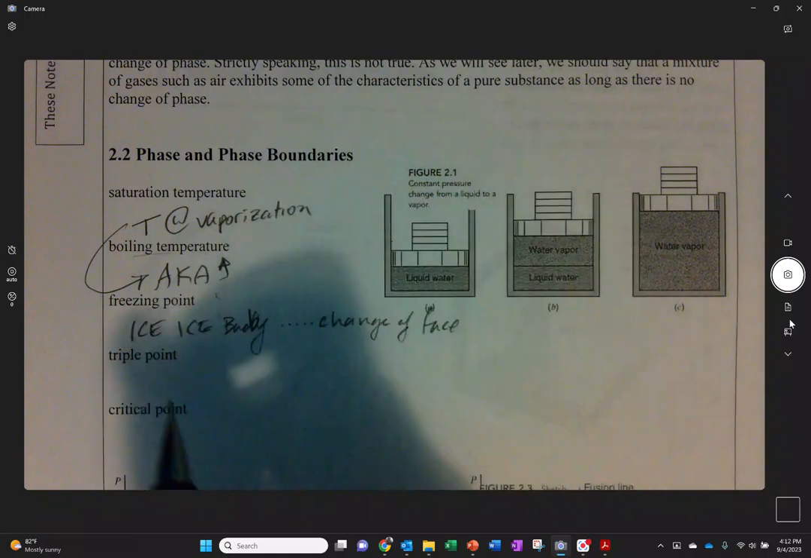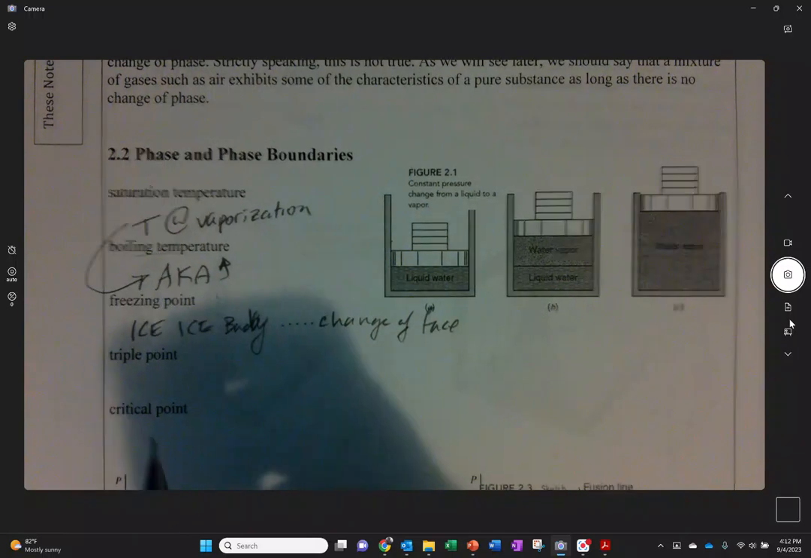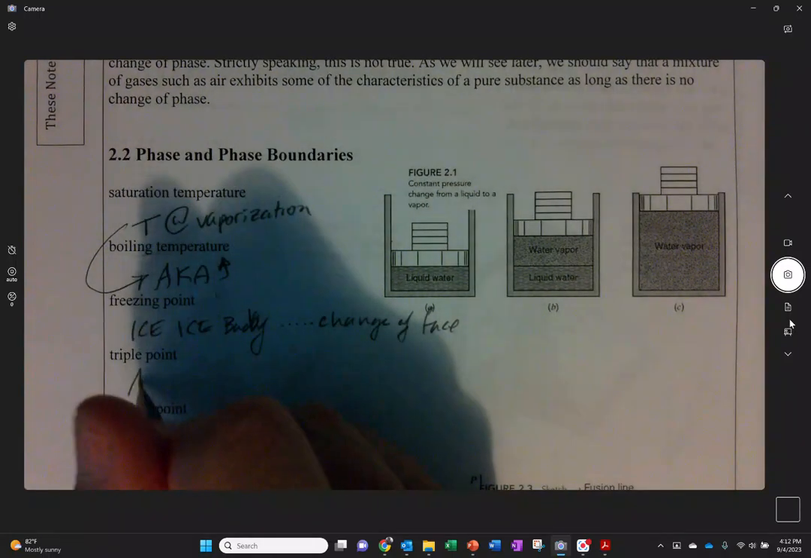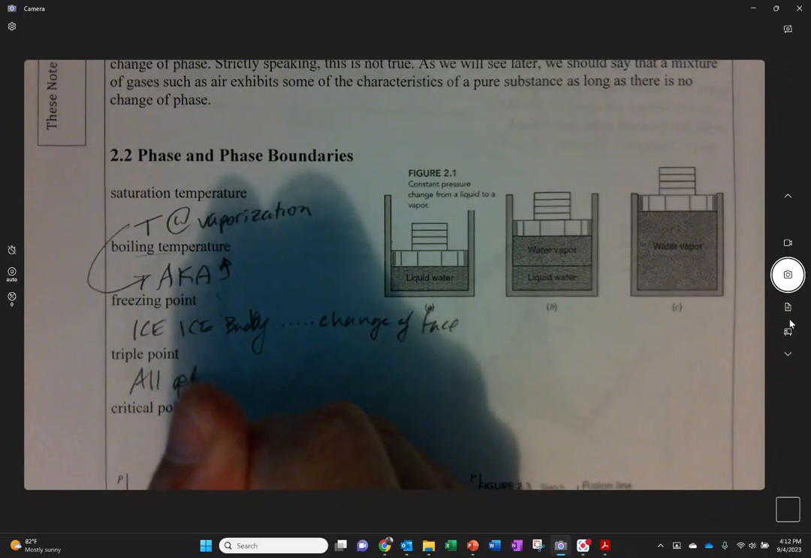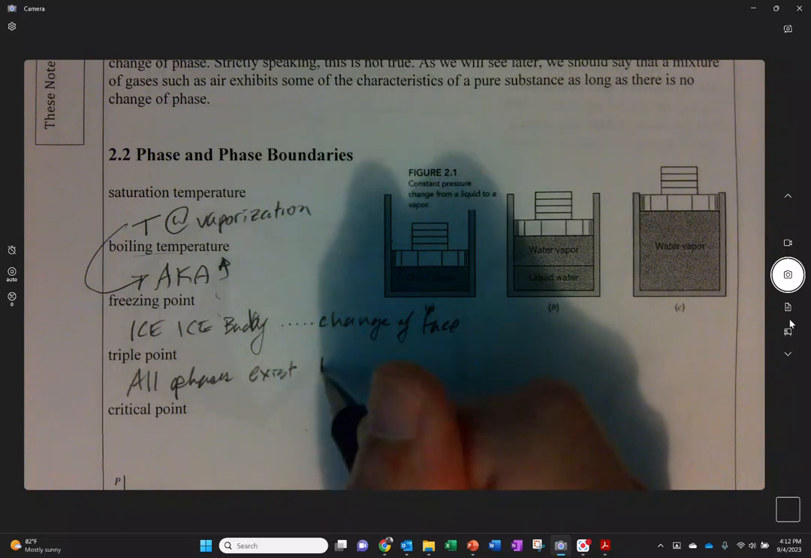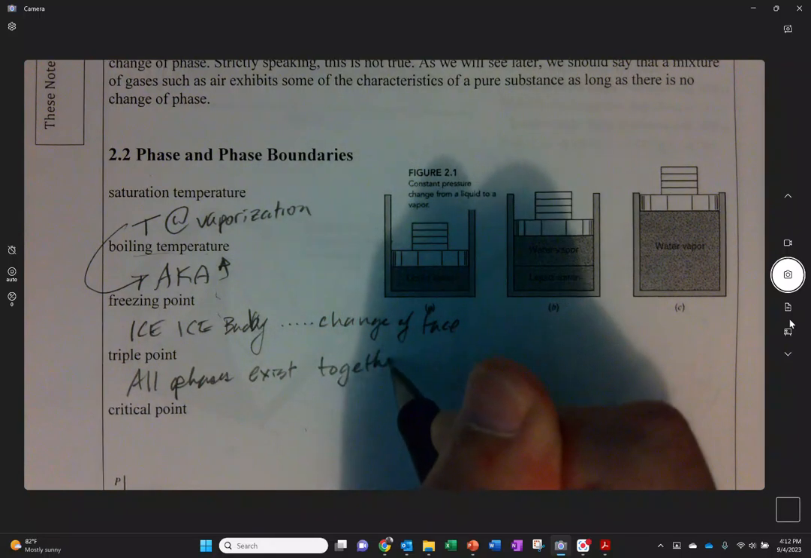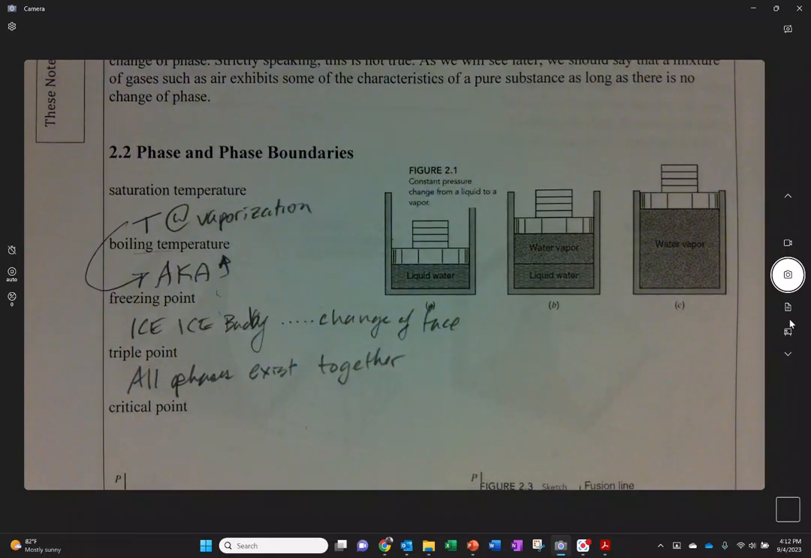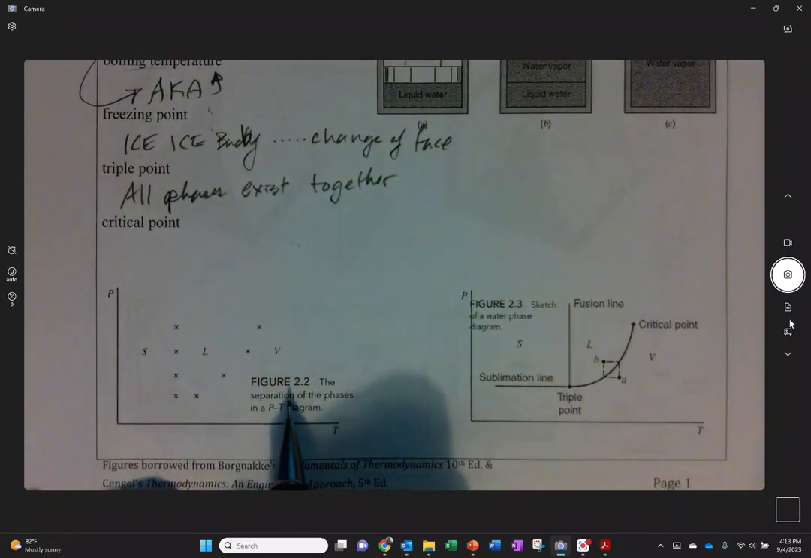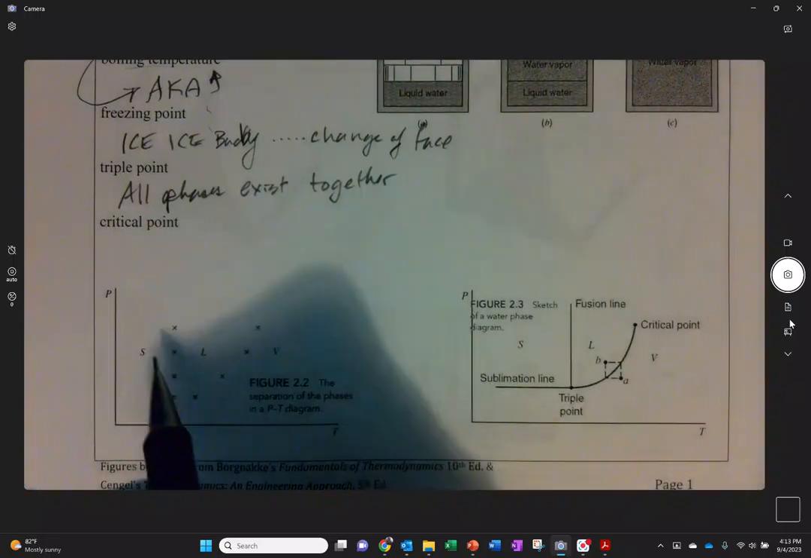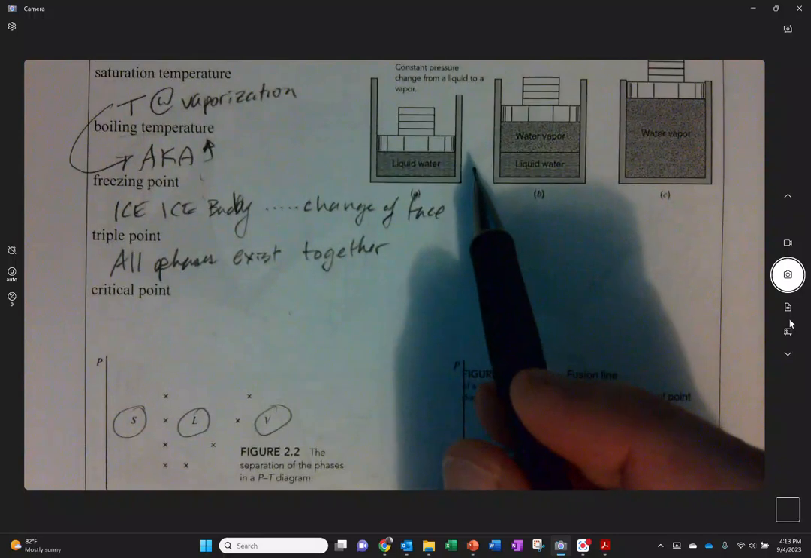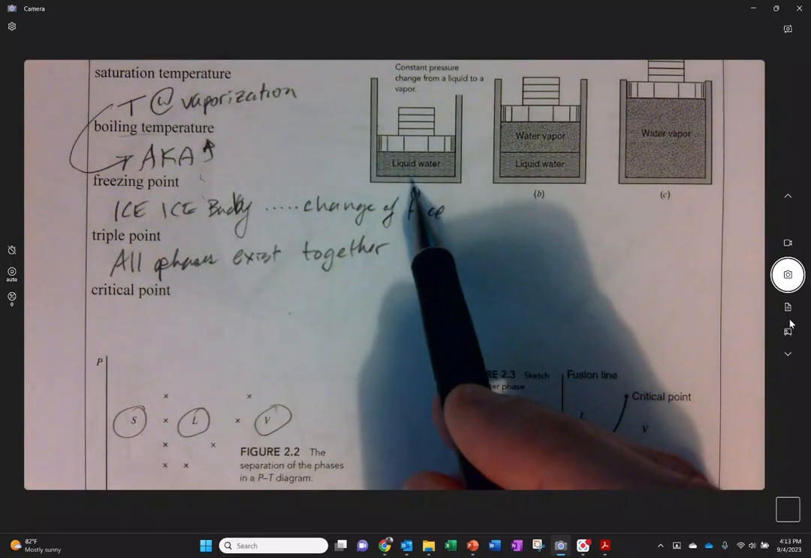So now we have something called the triple point, and this is an interesting one where all of the phases exist all together, right? This is probably a difficult one to actually achieve, but what we want to take a look at is this little graph down here. This is figure 2.2 from the textbook, and you can see that we have solids, liquids, and vapors. And if we go back up to this little experiment here, we can try to adjust this.